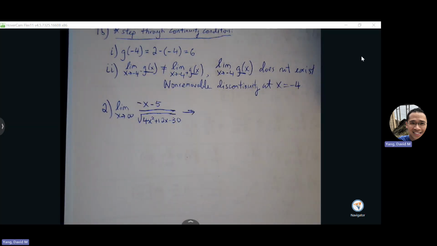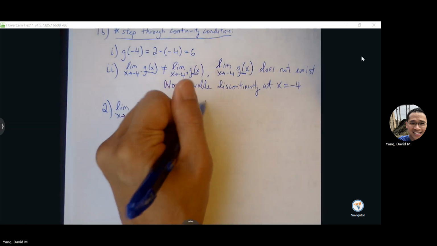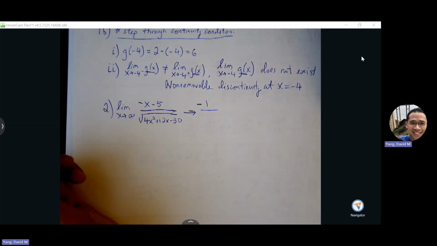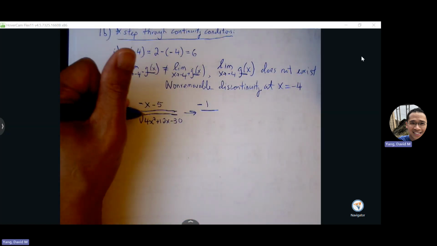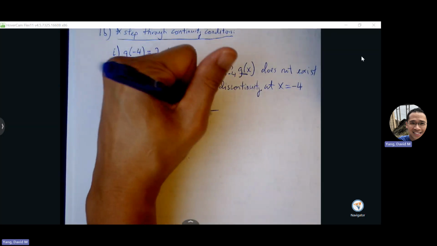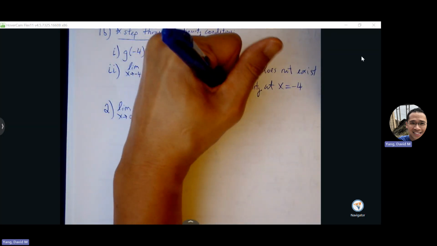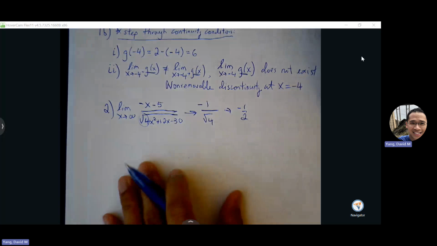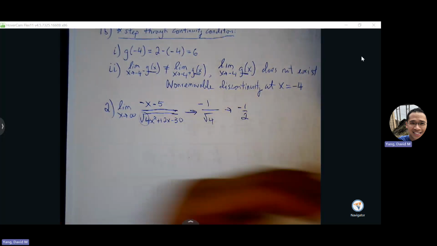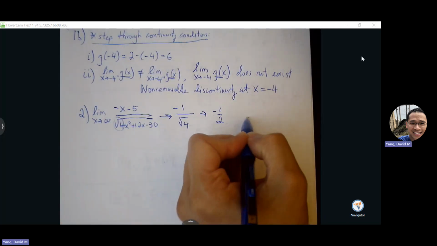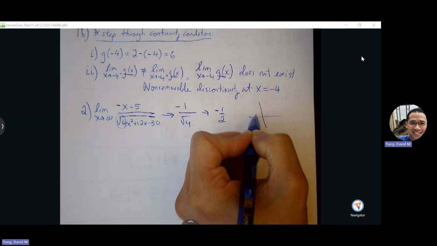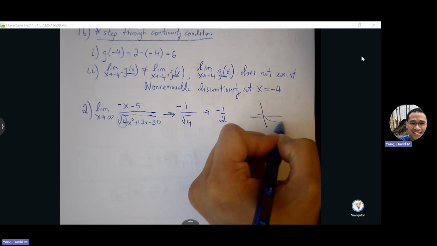You just divide the coefficients. What's the coefficient of the top? And the bottom is? Would that be 2? Yeah, that's right. The 4 is getting impacted by the square root. So root 4 is 2. So therefore, negative 1/2. So that means as we head to the right of the graph, it's doing this. It's flattening out at negative 1/2.